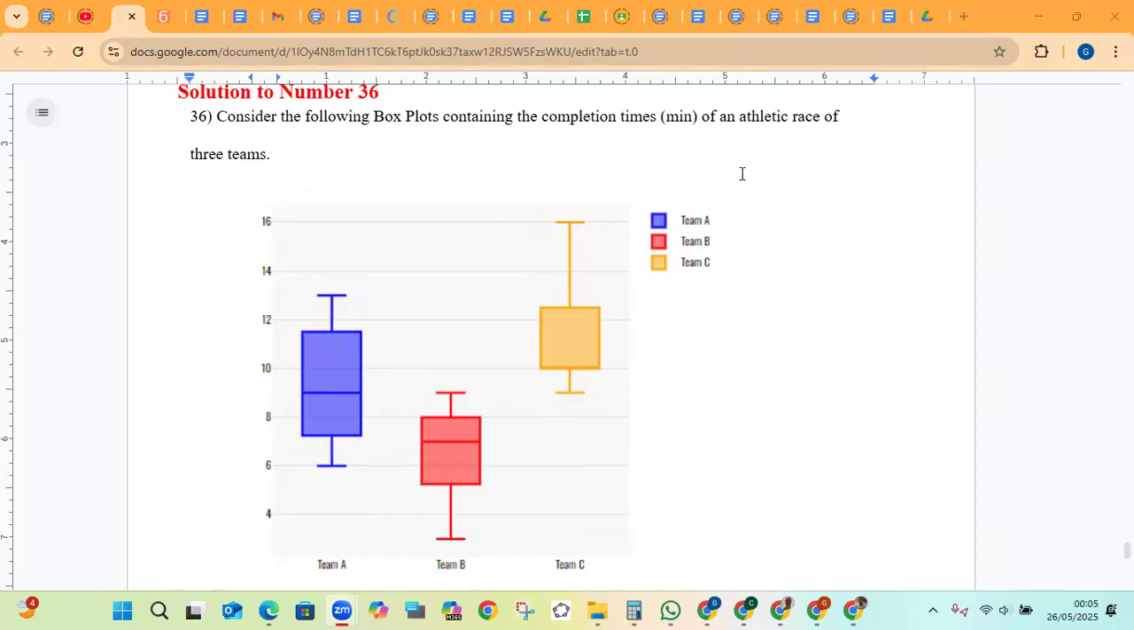In this recording, we are going to discuss number 36. It says, consider the following box plots. So there are 3 of them, containing the completion times of an athletic race of 3 teams. So the variable there is time. And we have team A, team B, and team C.